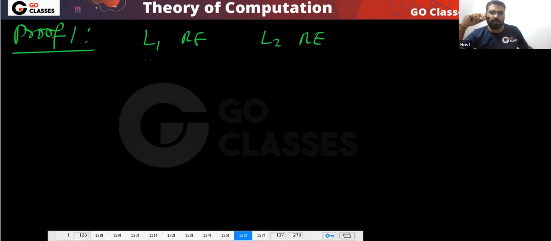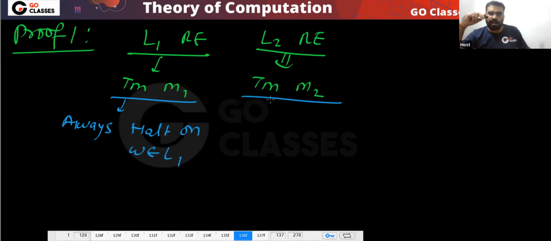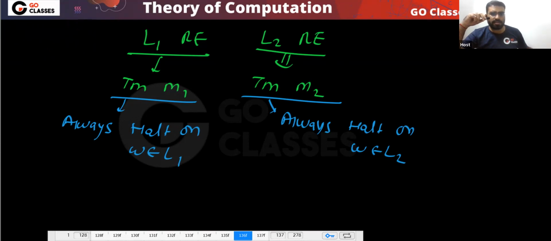So proof number one is very simple. L1 is RE, L2 is RE. L1 is RE, so there is a Turing machine M1. L2 is RE, so there is a Turing machine M2. Now, this will always halt on W belonging to L1, and this will always halt on W belonging to L2. So this is the idea.